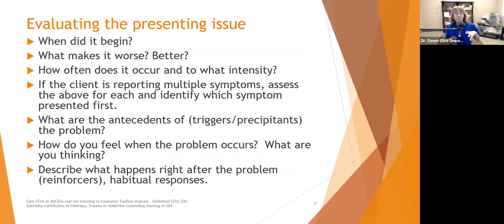We do want to look at the psychosocial interaction. What are the antecedents of the problem or of the symptom? What is going on before it happens? That way we might have an idea about what triggers these sleep problems or appetite changes. And how do you feel when this is occurring, when you can't get to sleep?